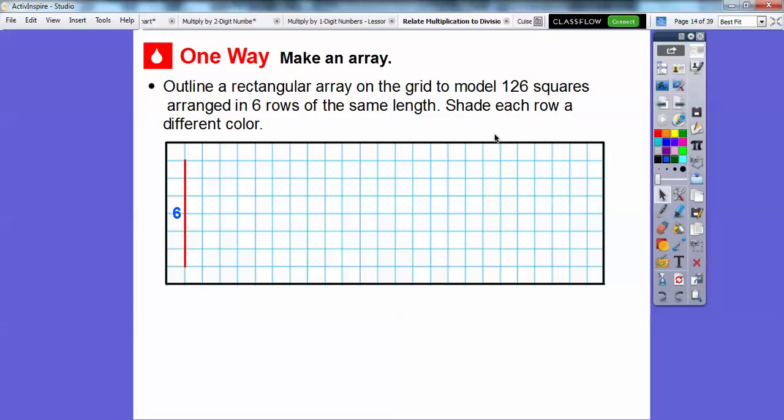And then how far over am I going to go? I'm just going to keep adding 6, 6, 6, and so on, keep adding it until we get to 126 squares. So there it is right there.